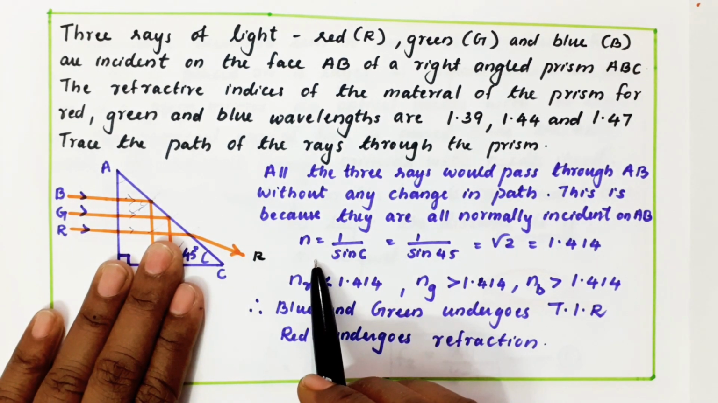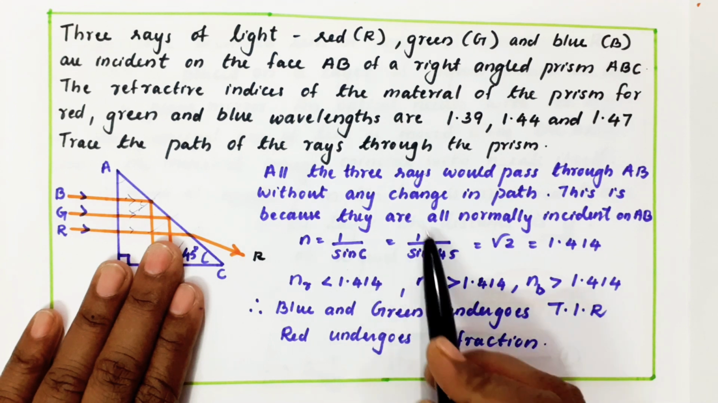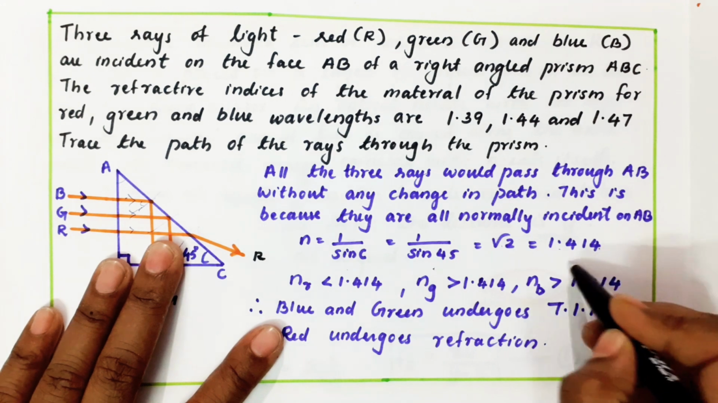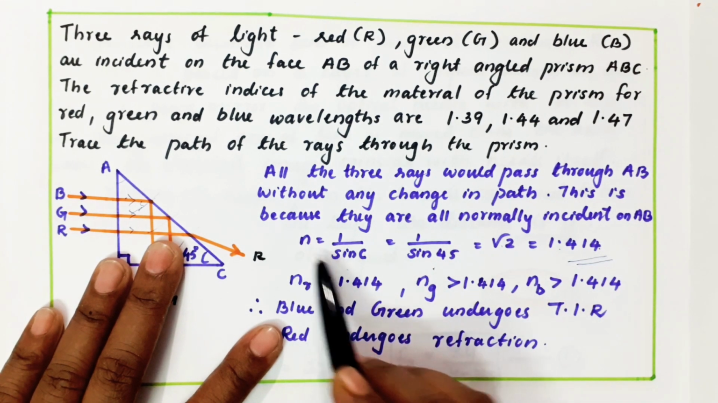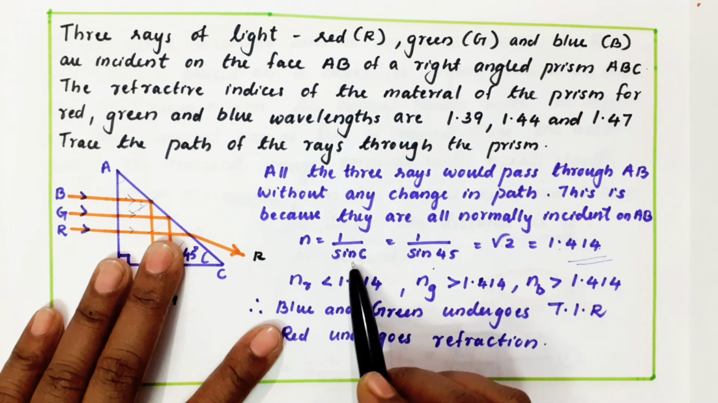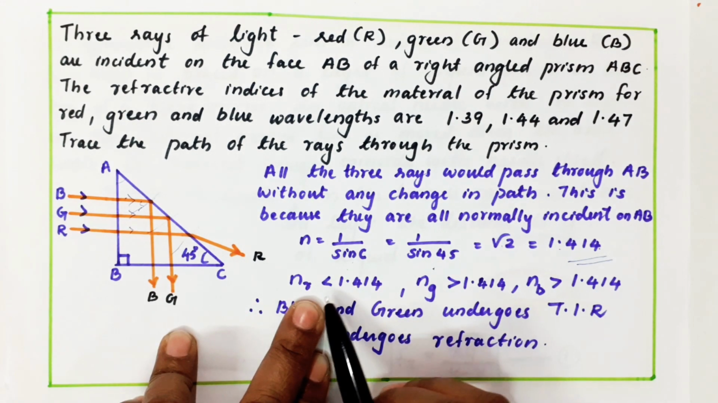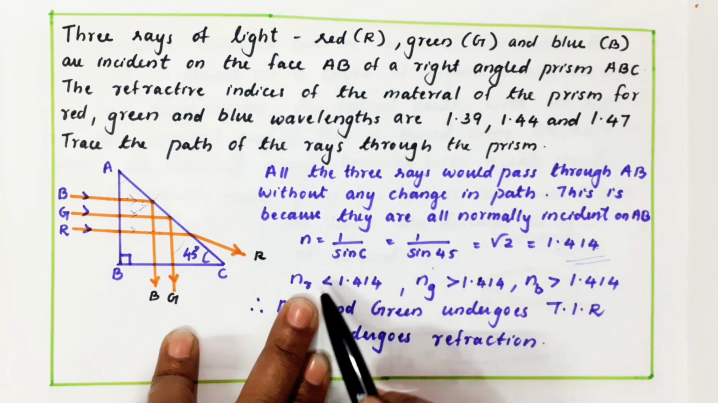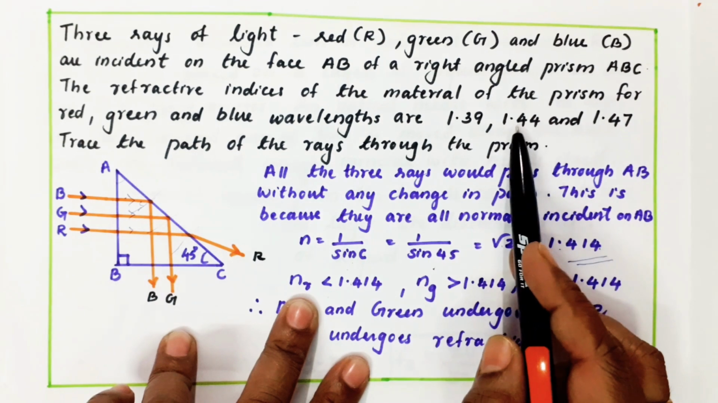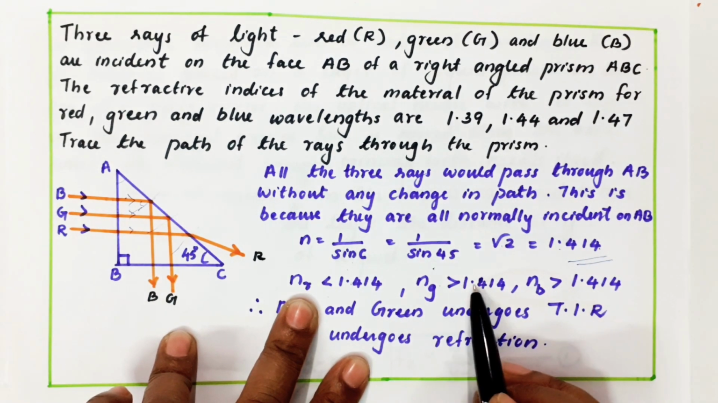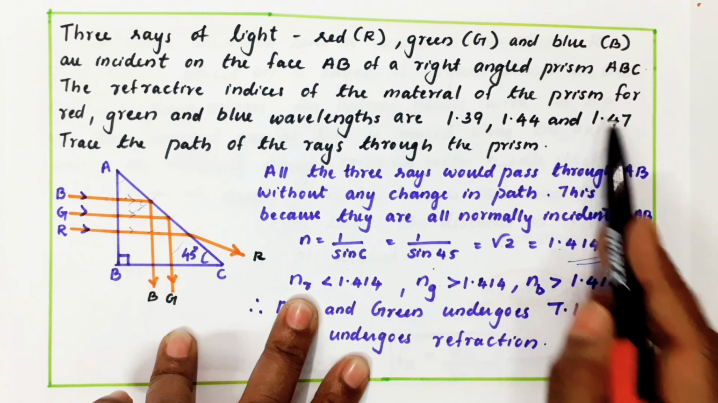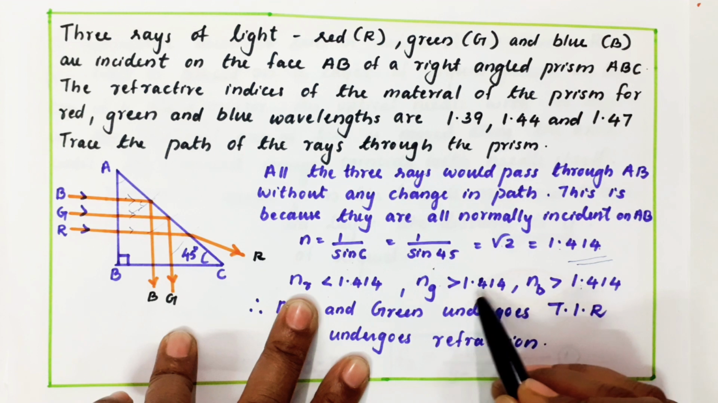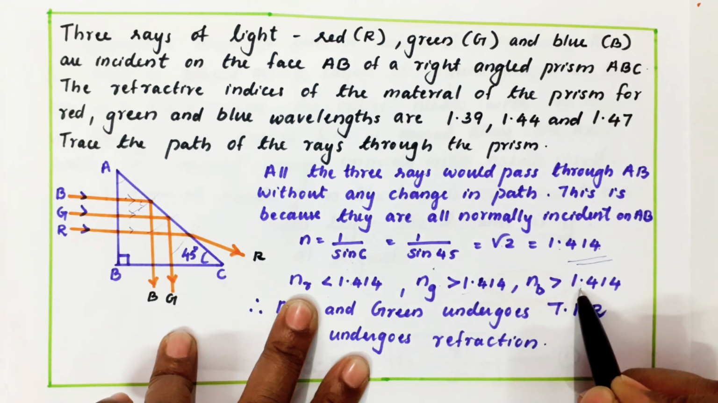After this, I have written an equation n is equal to 1 by sin c, that is 1 by sin 45, that is root 2, that is 1.414. And from this equation, I understood refractive index and critical angle are inversely proportional. Now you see the refractive index of red color is 1.39 only, that is lesser than 1.414. Green is 1.44, that is greater than 1.414. And even blue is 1.47, that is also greater than that. So remember, these refractive indices are greater.